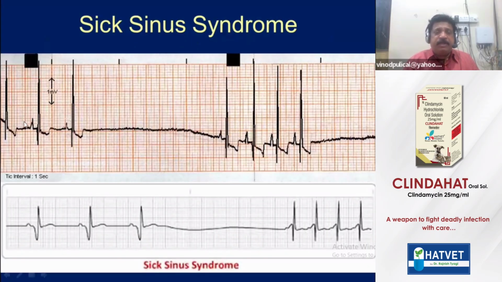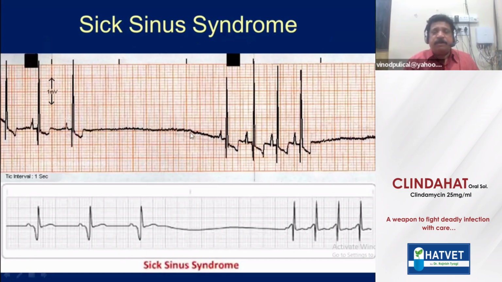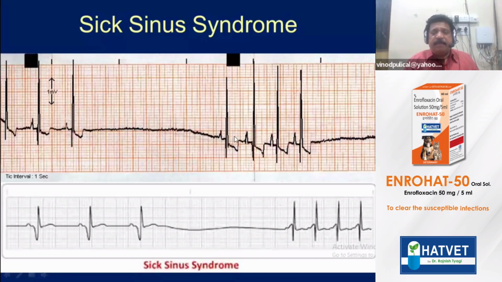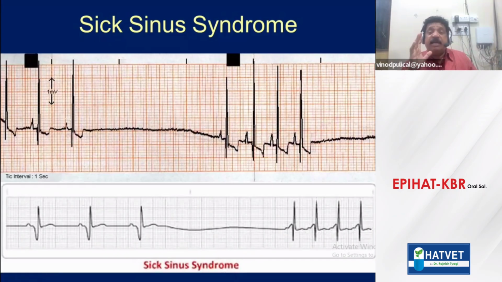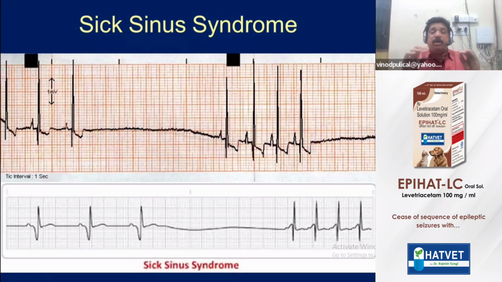Sometimes, after some normal sinus complexes, there will be a long pause, and after that, immediately an escape rhythm may come, and then there will be a tachycardia, and then again a pause with the bradycardia. So this is known as bradycardia tachycardia syndrome with a pause. This is otherwise known as sick sinus syndrome. This is very commonly seen in pugs.